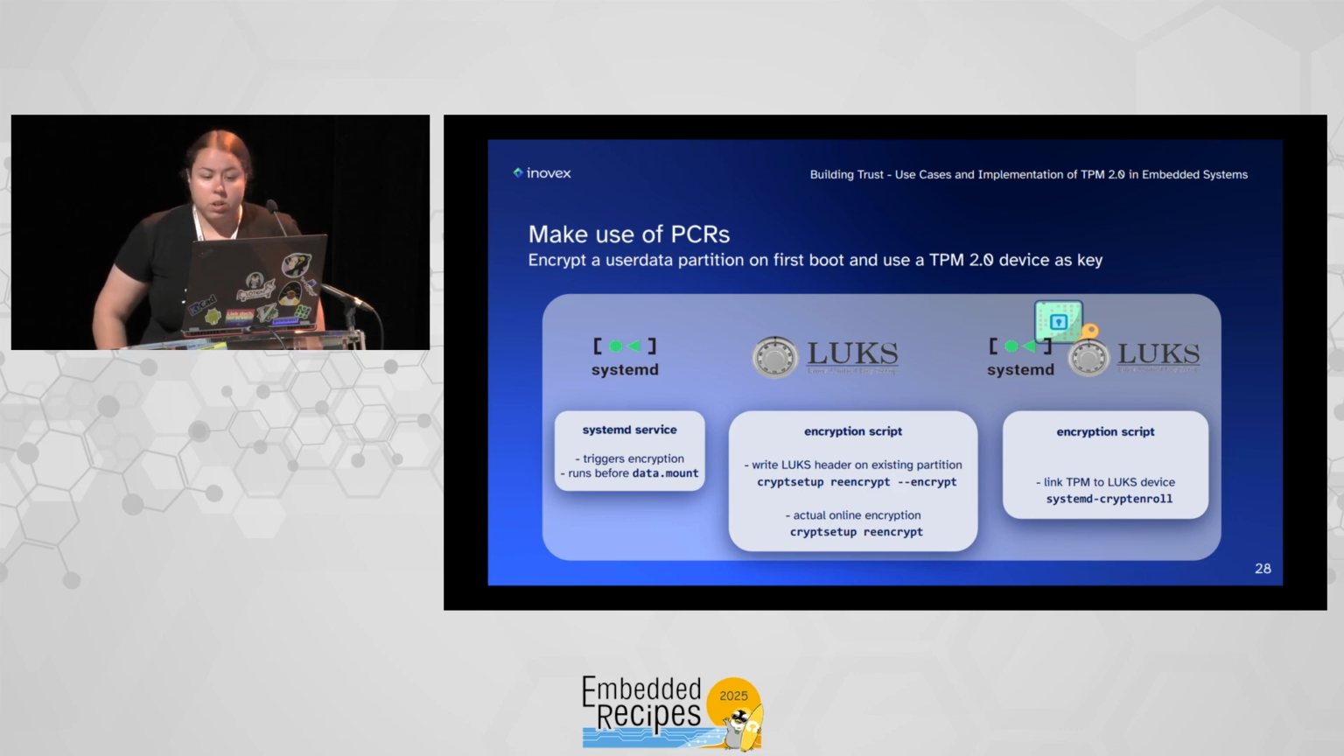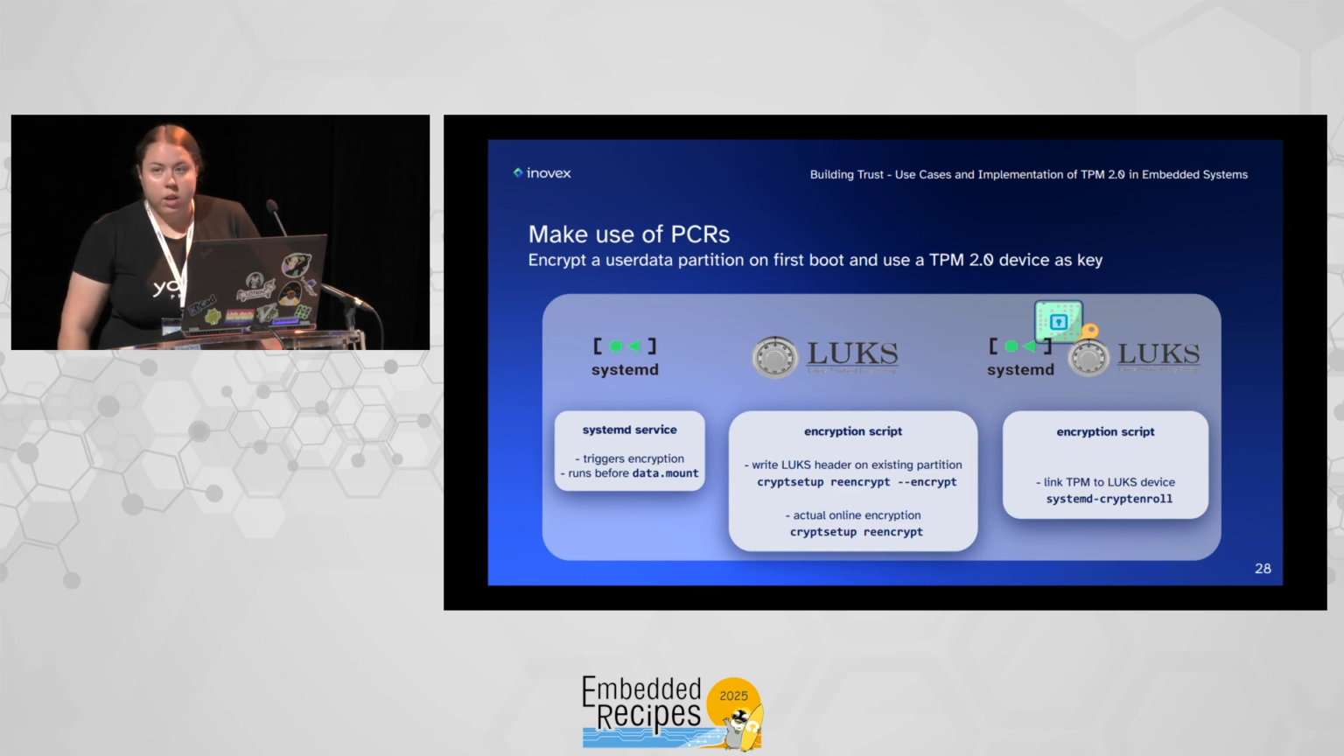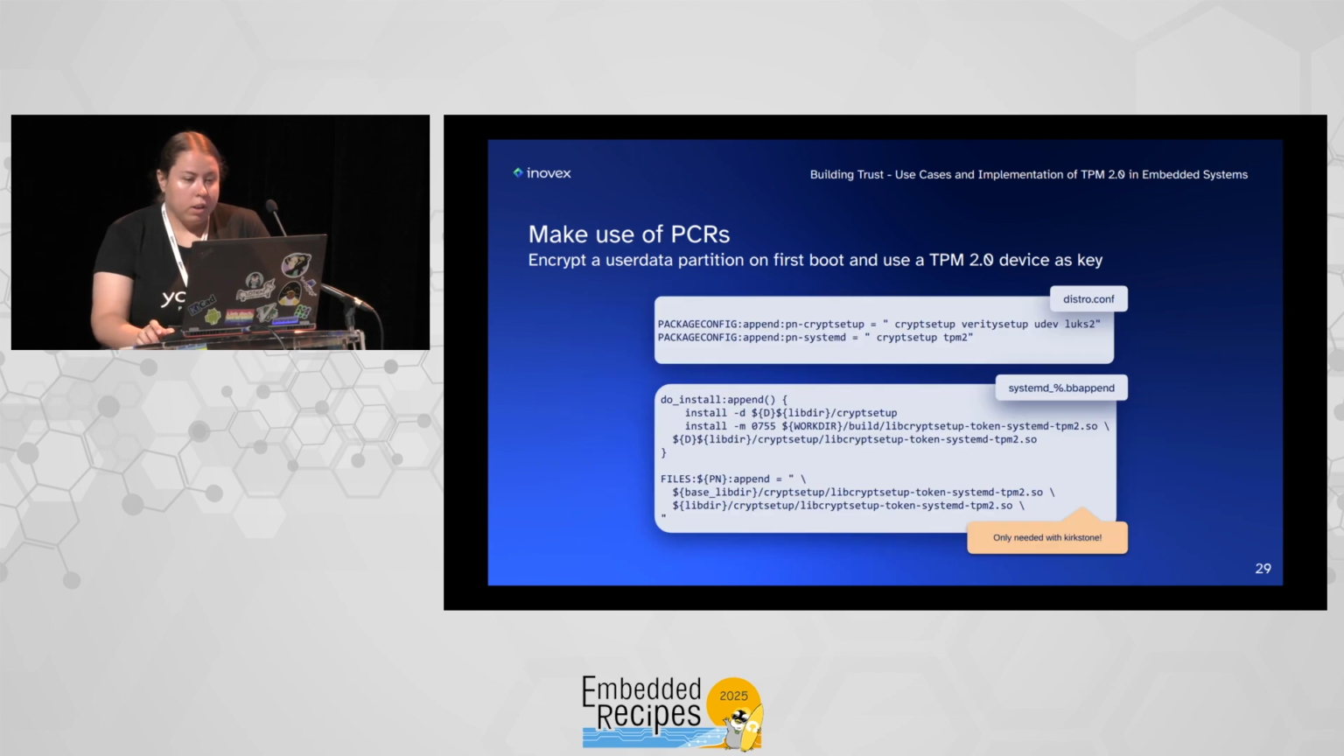And afterwards, after this initial encryption is done, you can bind the TPM PCR to your encrypted partition using, for example, systemd-cryptenroll, which is basically just a wrapper around the pure TPM commands, which make it a bit easier to do it correctly and secure. And from a Yocto perspective, it's also not that complicated. You need to enable some package config for cryptsetup as well as for systemd.